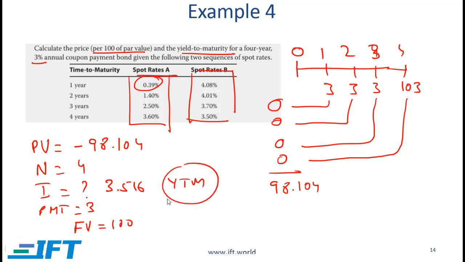The curriculum shows the long-winded formula, but if you get something like this on the exam, I want you to use the financial calculator. You can use this set of rates, and when you do the calculations, you will again get 98.104, which means that the YTM is the same. This example demonstrates that two very different sequences of spot rates can result in the same bond price and yield to maturity. And I quoted that from the curriculum.